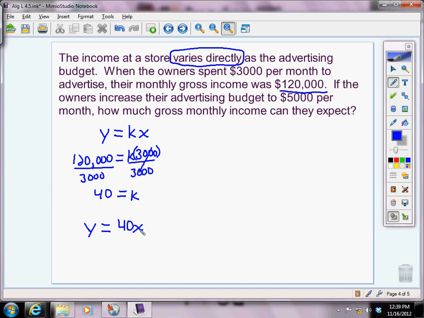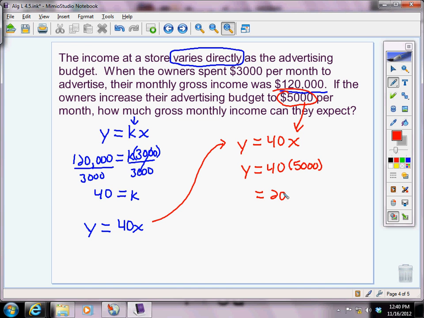Remember, when we do that, all we do is plug our K right back into our direct variation equation. Now it asks what happens if the owners increase their advertising budget to $5,000. Well, we have our formula. The income is going to be equal to 40 times whatever our advertising budget is. So if we increase from 3,000 to 5,000, we can plug that in for X and say Y equals 40 times 5,000, and we get 200,000 if we multiply those together.